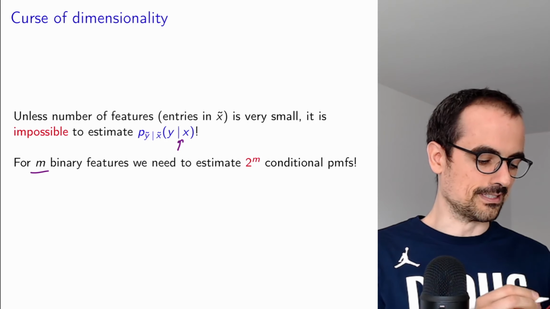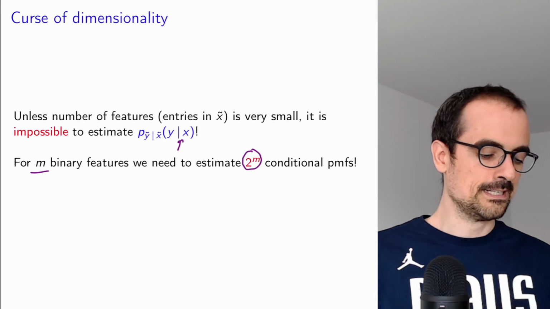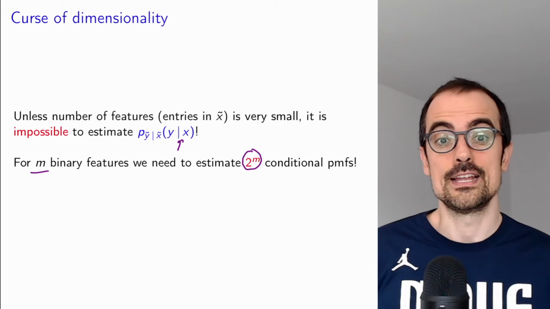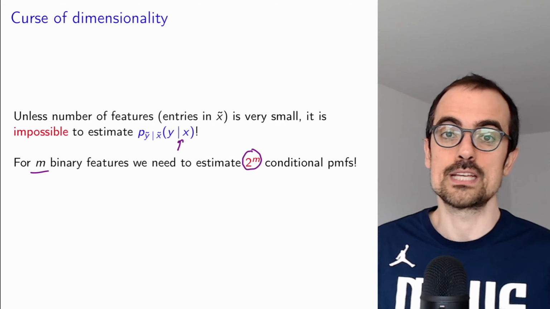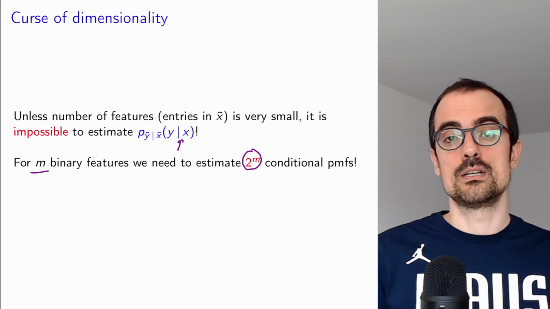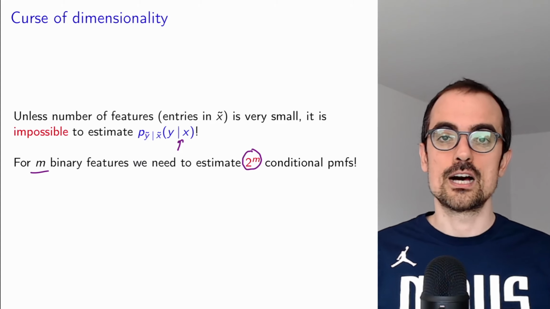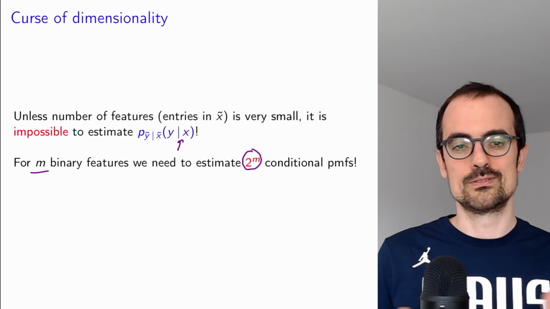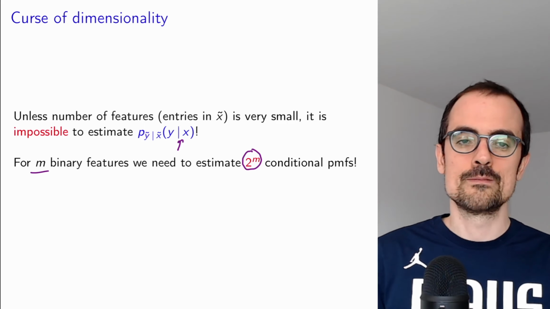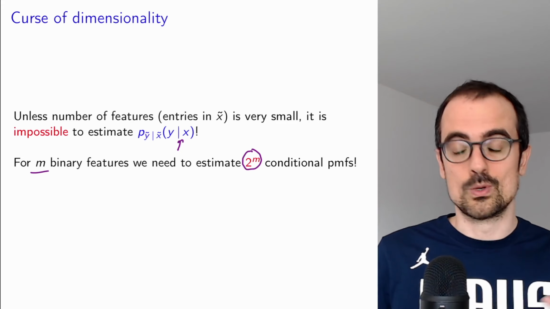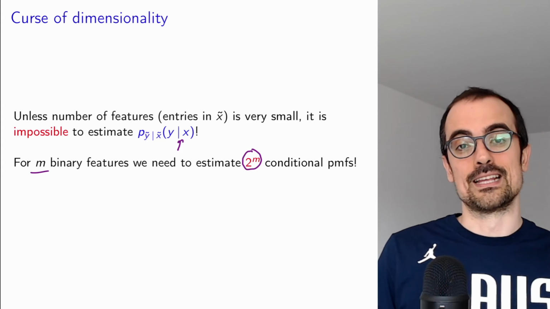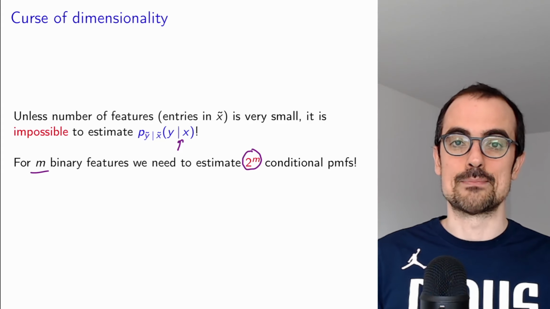That means that there's an enormous number of possible conditional PMFs that we would have to estimate from the training set. If m is 100, which is by no means a large number, there's many applications where you want to use up to 1,000 features, but definitely many where you want to use at least 100, 2 to the 100 is completely insane. We would never have that amount of data.